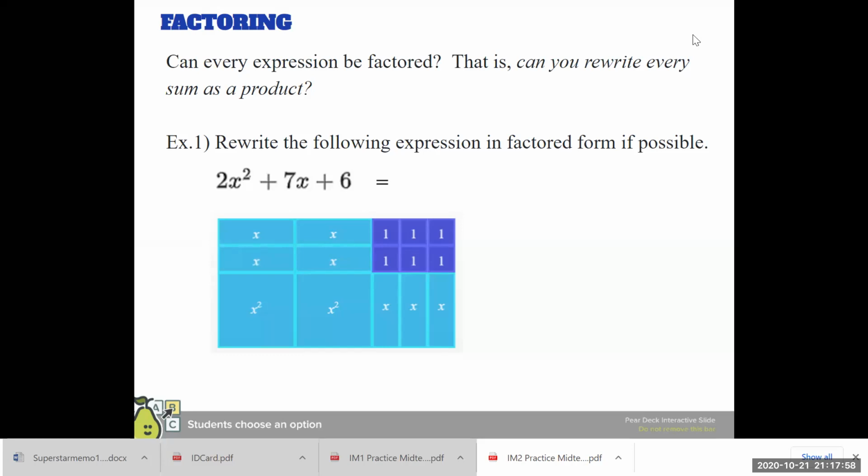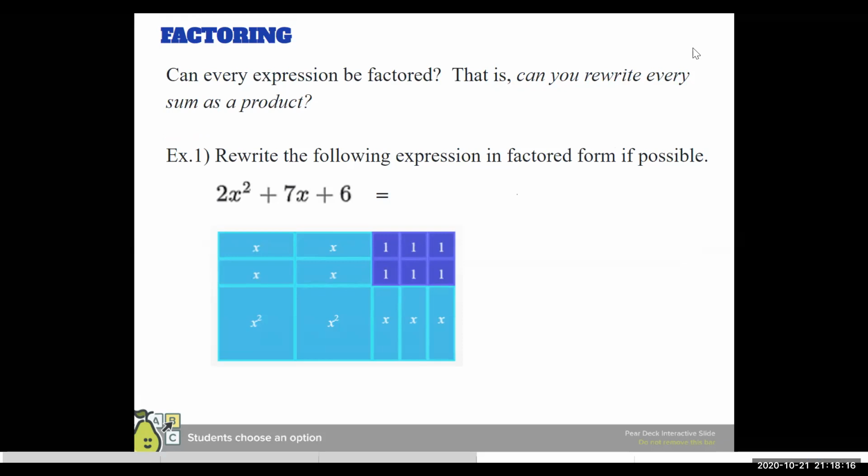So in order for an expression to factor, it would have to be able to be formed into a rectangle if we were to build it with algebra tiles. So this particular one, you can see, makes a nice, perfect rectangle.